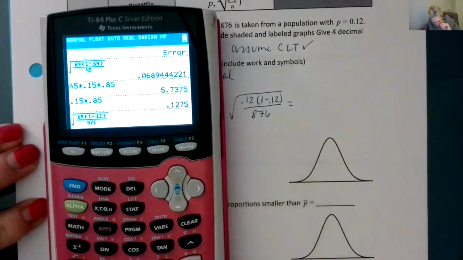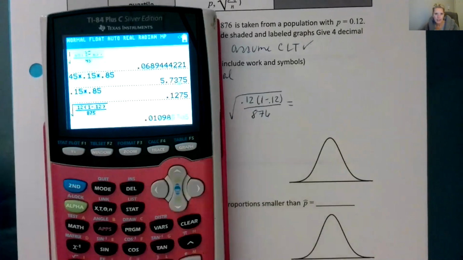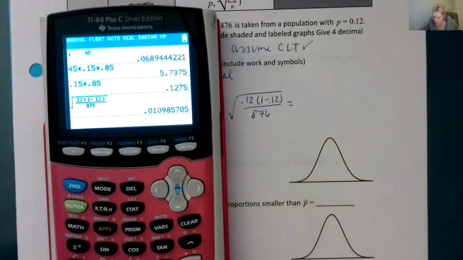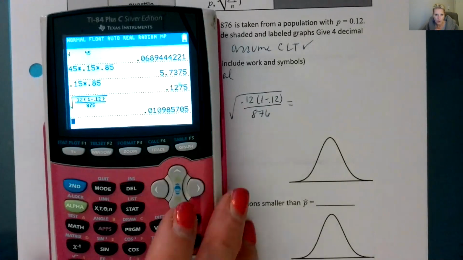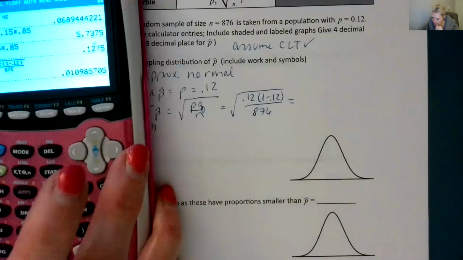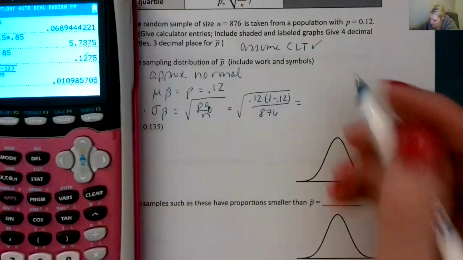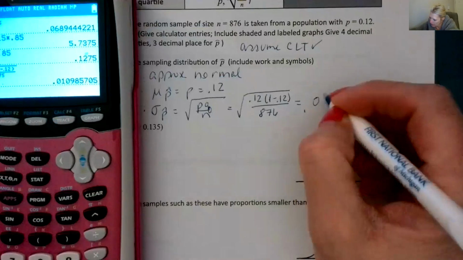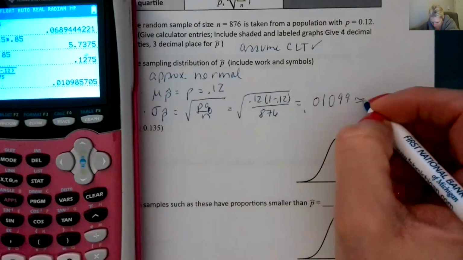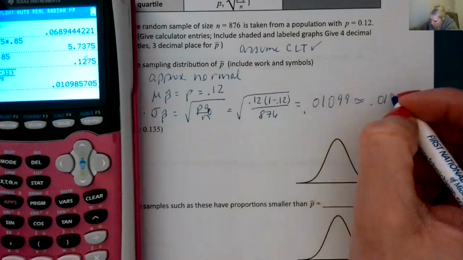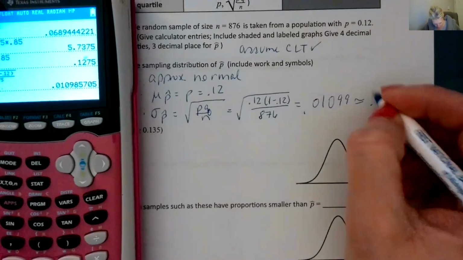And we get 0.10999. So 0.01099. We can round this to 0.0110, because we're going to need that for StatCrunch.